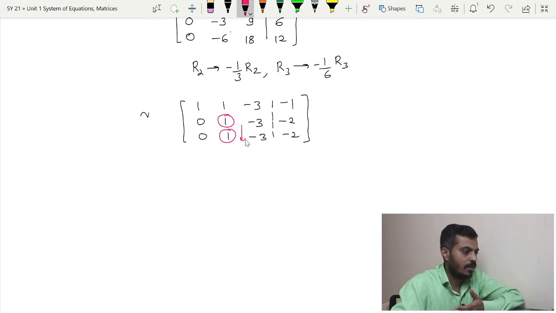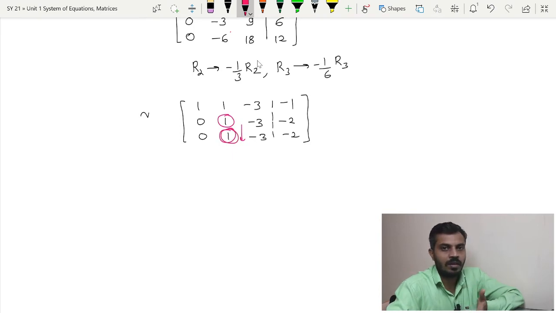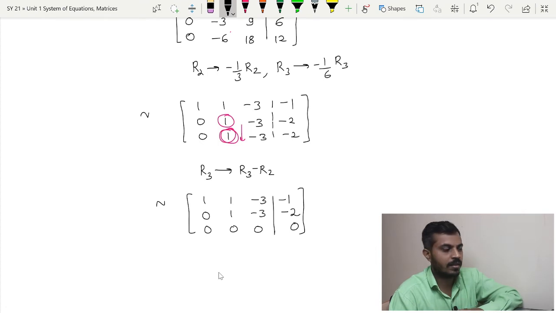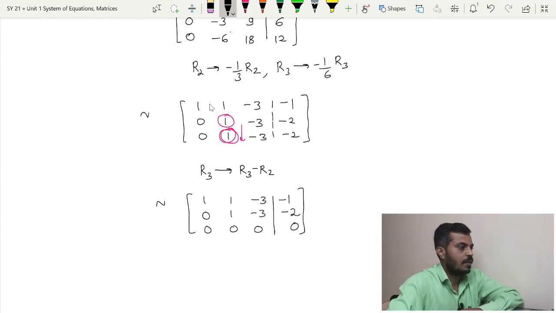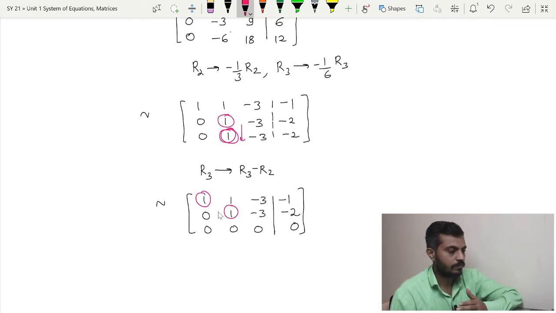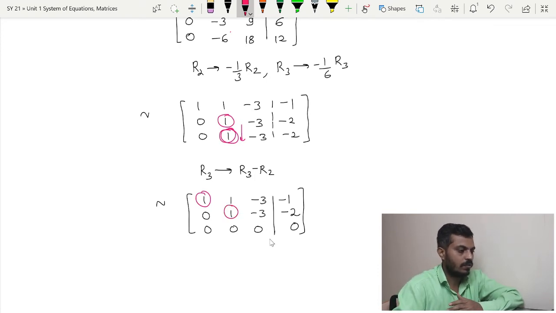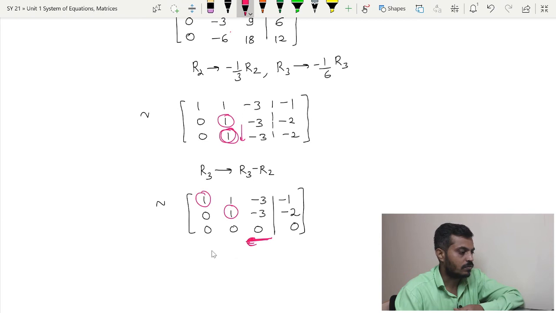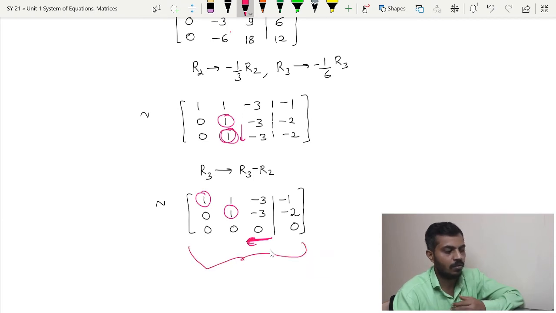Now simply I will make this entry 0 by performing R3 minus R2. Now you can see that this matrix has been converted to echelon form. Now let us circle the leading coefficients. You can see that the number of non-zero rows in matrix A is 2, because you consider the matrix before this line. Therefore the rank of A is 2, and if you see this matrix as a whole, still the number of non-zero rows is 2.